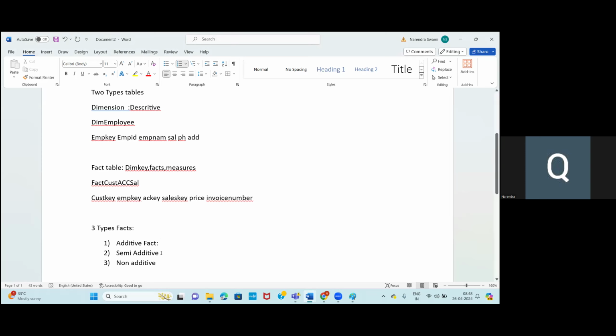Okay. And semi-additive. If you take an account table, in the account table we have customer key, account key, transaction date key, and also profit margin. So without the profit margin, you can derive something like account current balance on a particular day, right? So we are using only some of the columns in the table. That is called semi-additive.